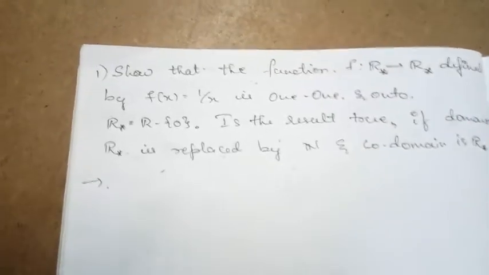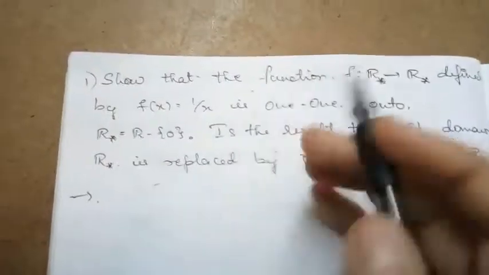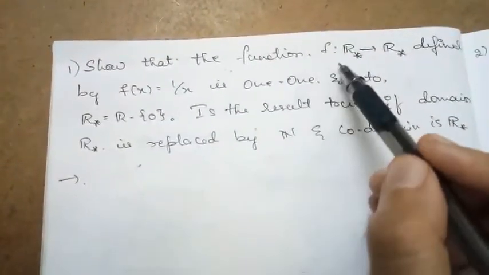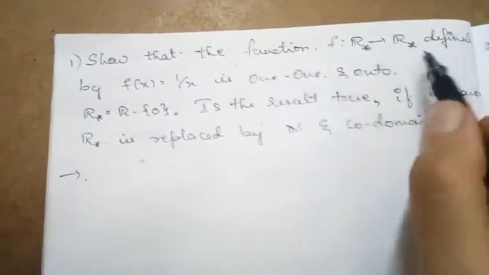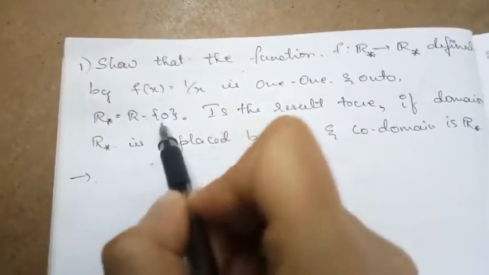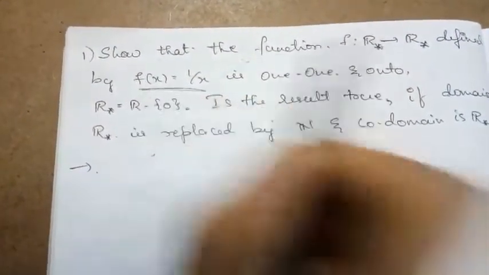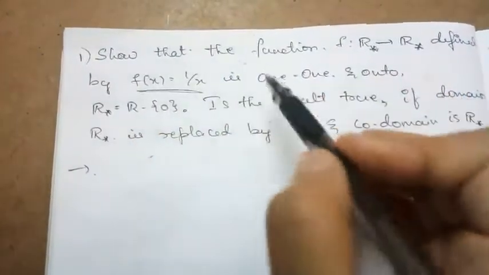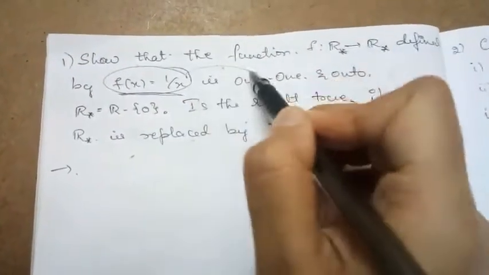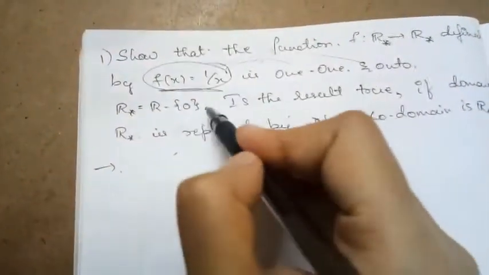So now let us move on to solving the exercise questions one by one. The first question says: show that the function f from R star to R star, where R star is the set of real numbers excluding 0, defined as f of x is equal to 1 by x, is one-one as well as onto. So this is the first part.